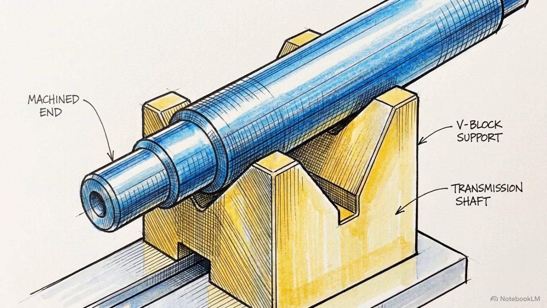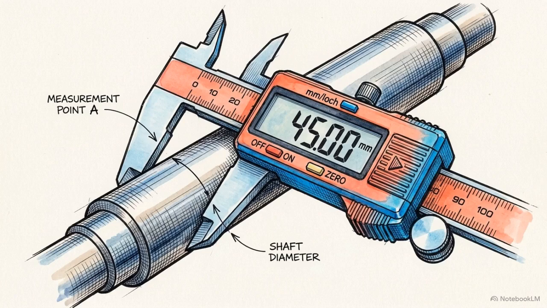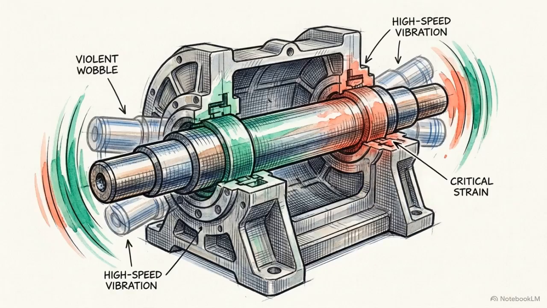Imagine a steel transmission shaft rolling off the line. You grab a pair of calipers, check the diameter, and it is perfectly within tolerance. But when you load it into a machine and spin it up to 3,000 RPM, the entire assembly violently shakes.